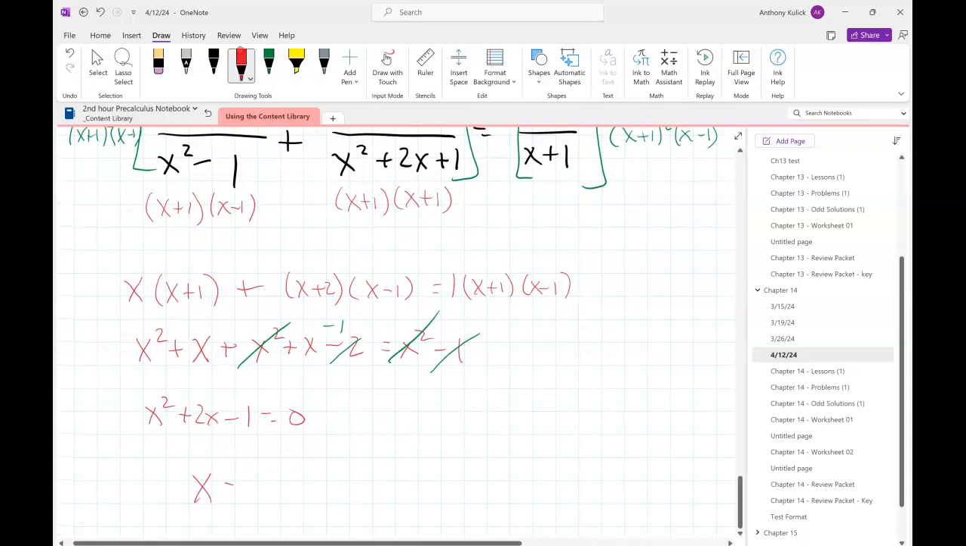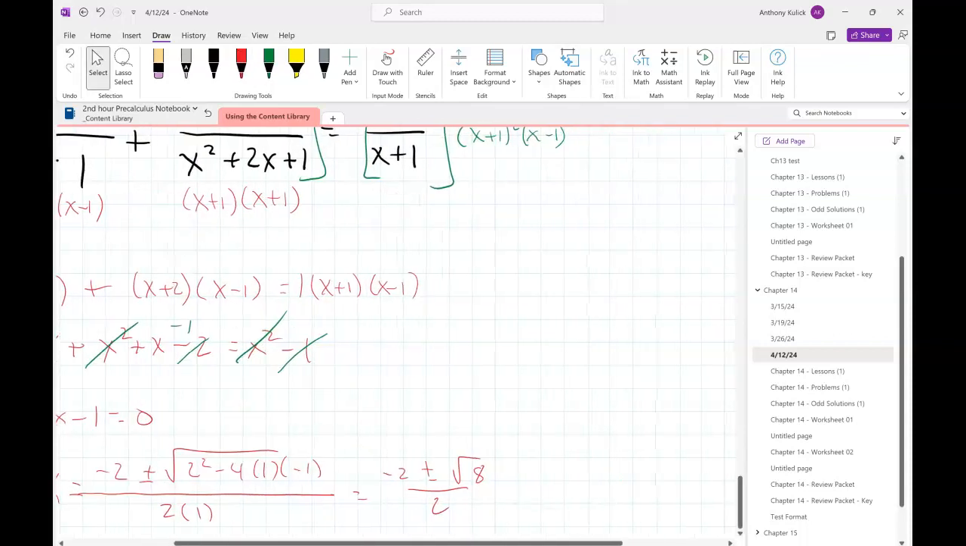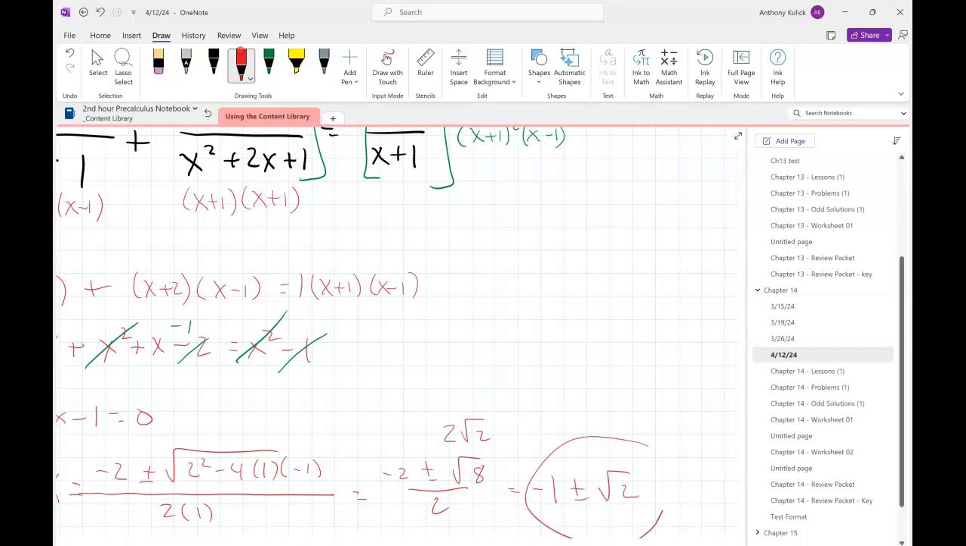Quadratic formula. So x equals negative b, plus or minus the square root of b squared minus 4ac, all over 2 times a. So negative 2 plus or minus the square root of 4 plus 4, which is 8, over 2. The square root of 8 is 2 root 2. So if I reduce all that, I have negative 1 plus or minus root 2.